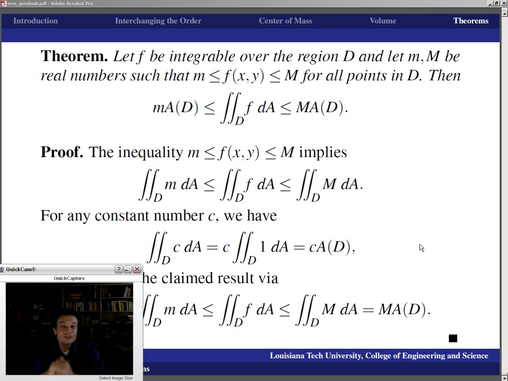With that, I'll see you in the next presentation where we're going to talk about triple integrals. It's the same thing as this one, only one dimension worse. See you there.